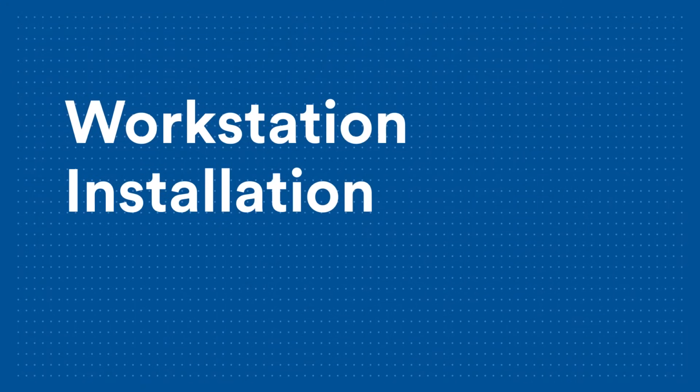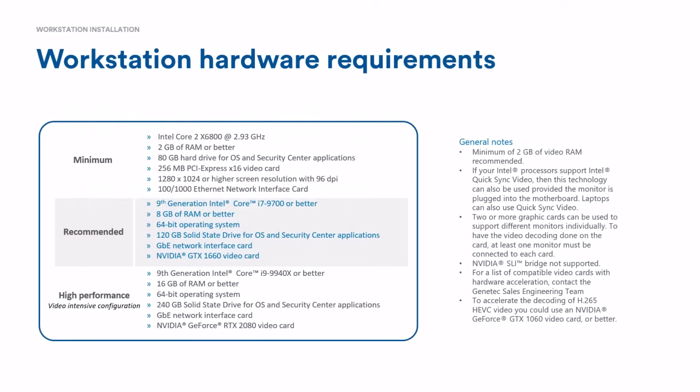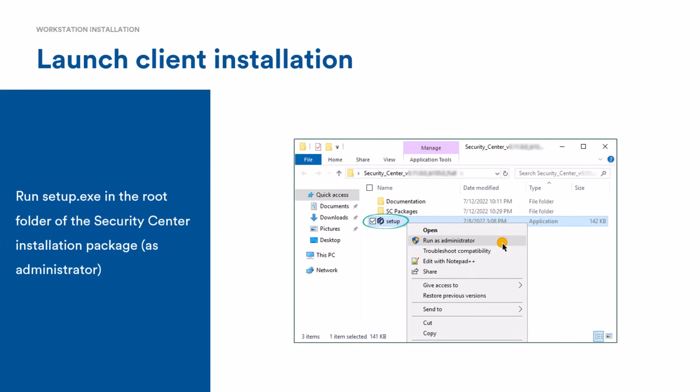Let's look at the specific steps to install the client software on a workstation. First of all, be aware that apart from the software requirements, there are also hardware requirements to be respected for a supported configuration. We published three sets of hardware requirements: minimum, recommended, and high performance. To install the client software, use a file browser to navigate to the location of the installation files and run the file setup.exe as a Windows administrator.